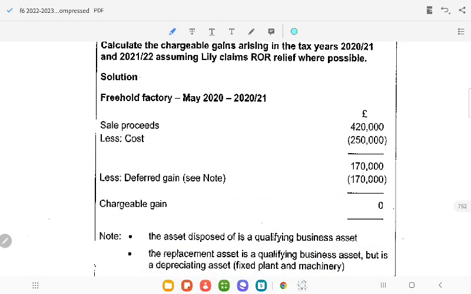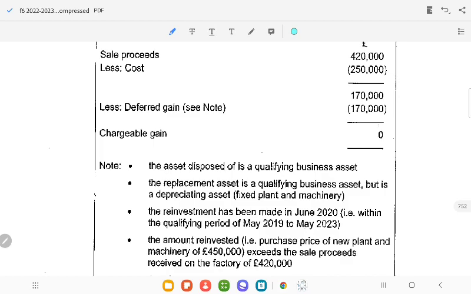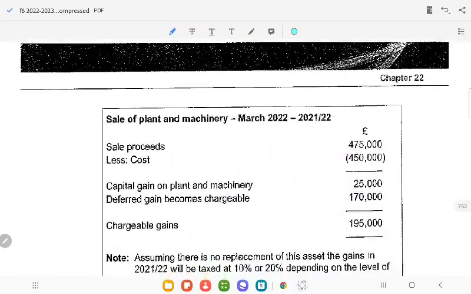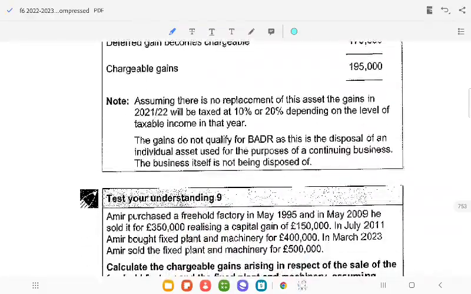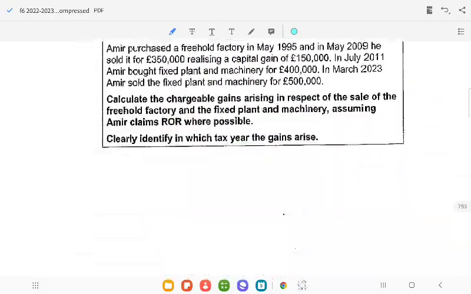The amount of gain is 1,70,000, which is deferred, not rolled over. And now we have to consider that the sale proceeds of the replacement asset is 475. So a gain of 25,000 is obviously crystallized on that date. But the original gain that has been deferred would also become chargeable on the same date, because March 22 is the date that is earlier. So the gain is crystallized on this date.